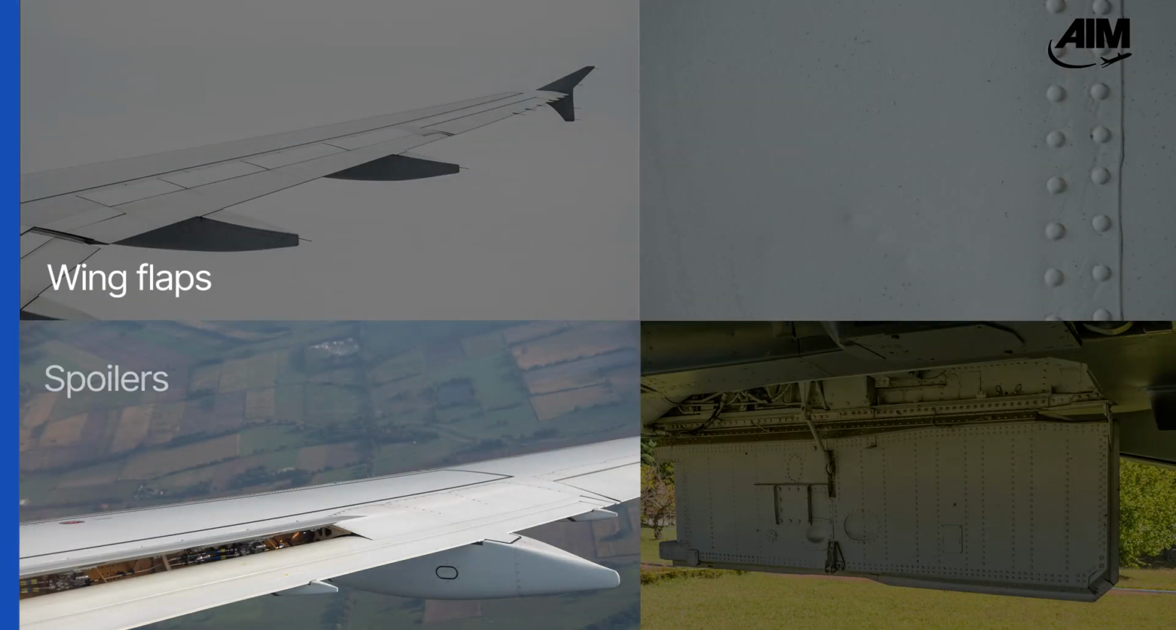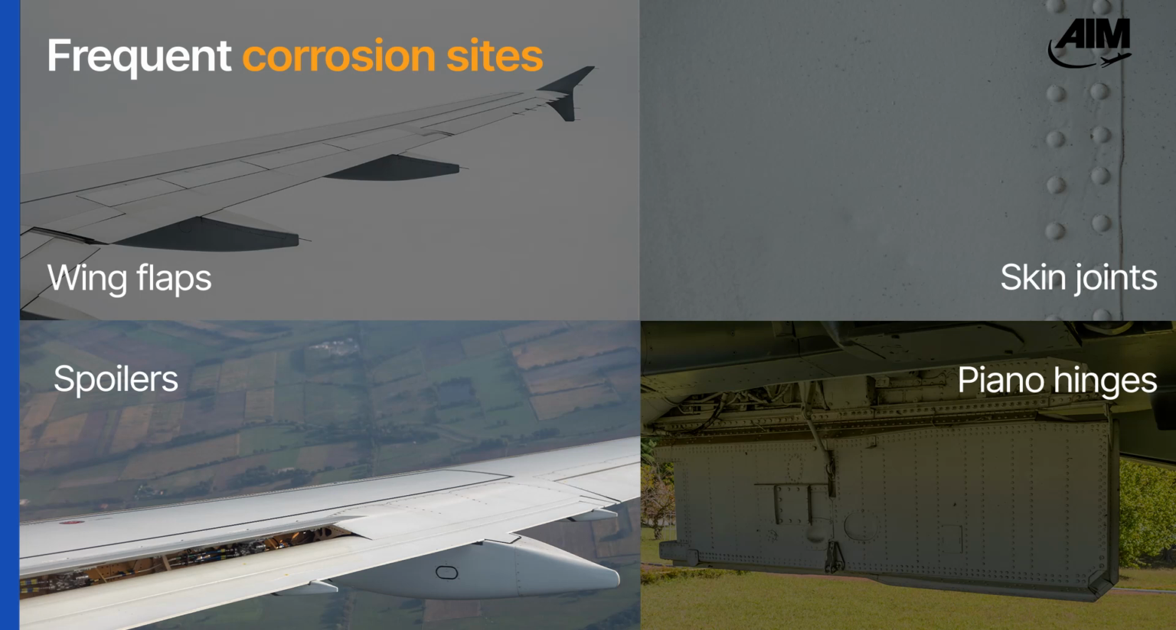Wing flaps, spoilers, skin joints, and piano hinges are frequent corrosion sites. Dirt and water collect in recesses or between layers and often go unnoticed without close inspection.